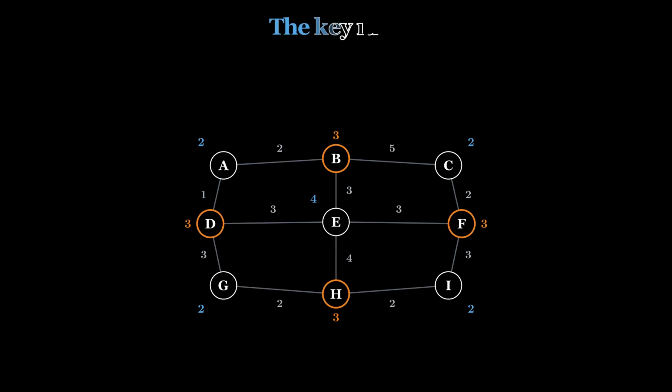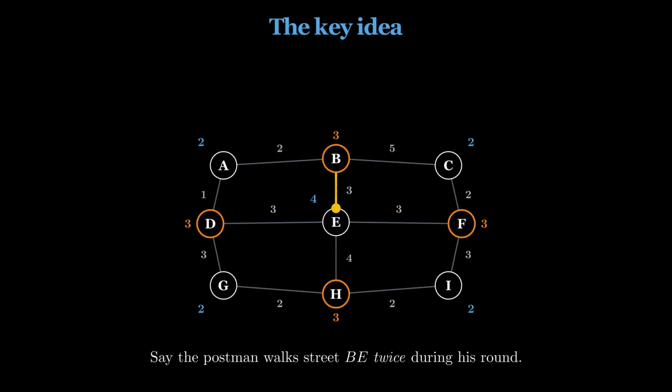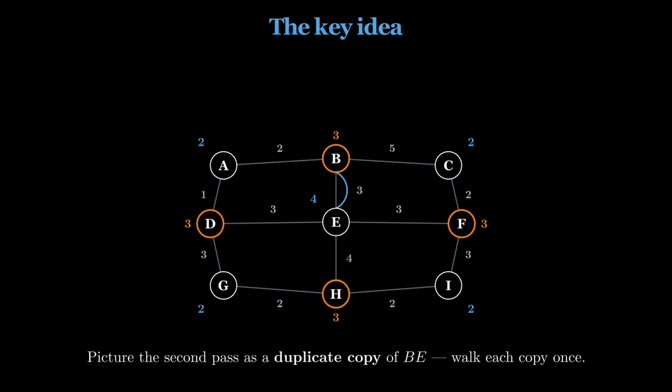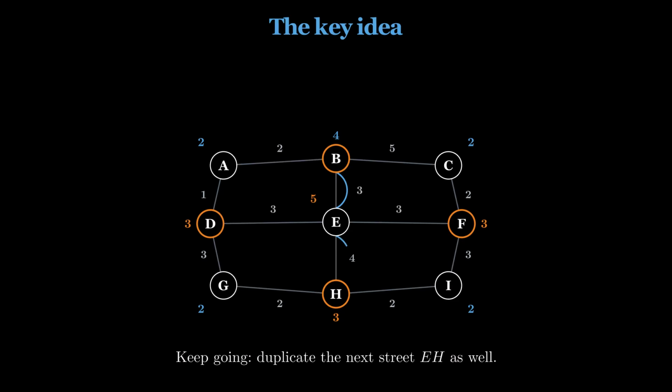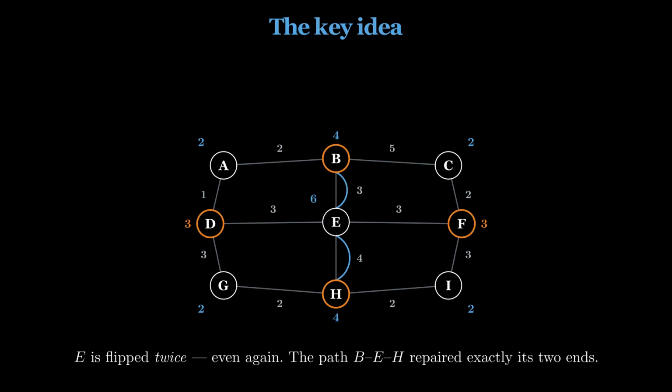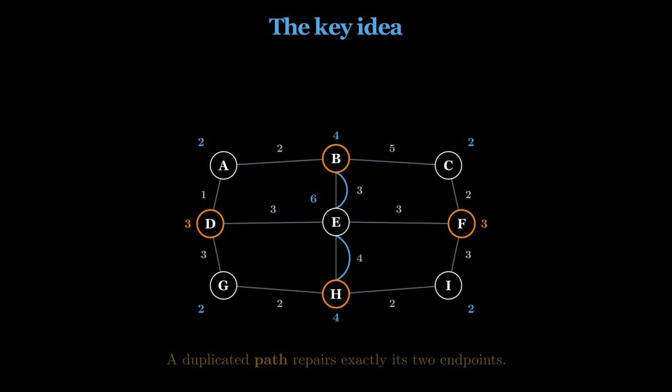Here's the key idea. Suppose the postman walks street BE twice during his round. Picture that second pass as a duplicate copy of the street. The walk then uses every copy exactly once. Duplicates change degrees, and they change them at both ends. B is repaired, but E, which was fine, is now broken. Duplicate the next street as well. E is flipped a second time, back to even, and H is repaired too. So a duplicated path repairs exactly its 2 endpoints. Every vertex in the middle survives.